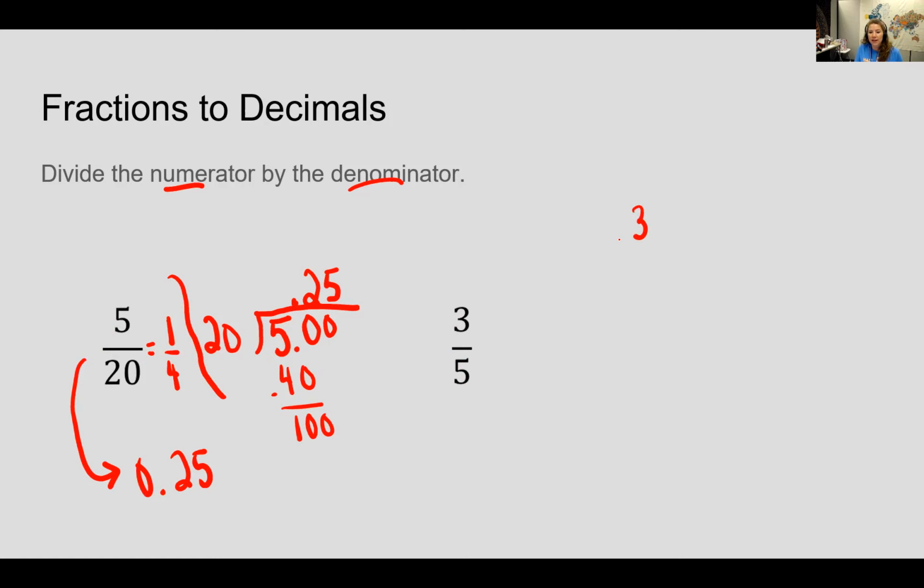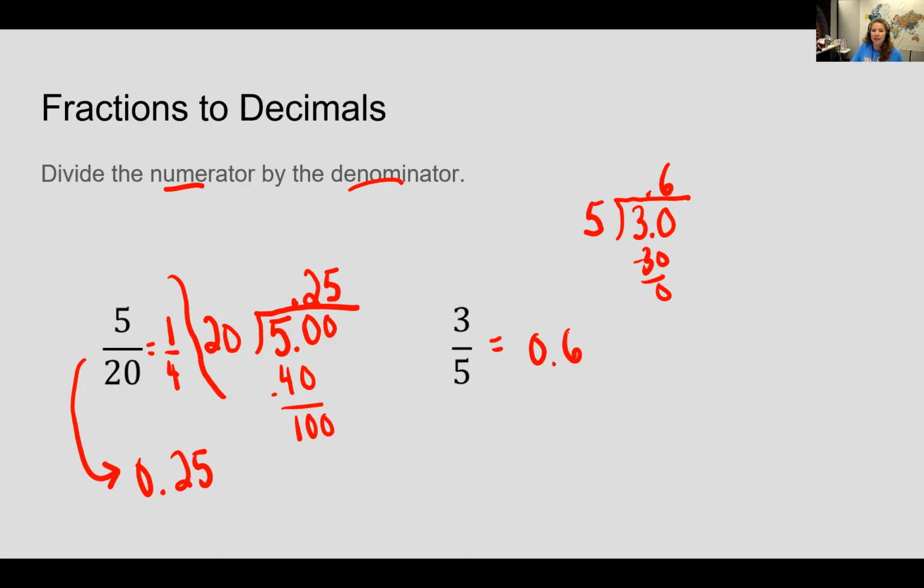So top dog in the house. We put 3 in the box, 5 outside the box. 5 won't go into 3, so I'm going to add a decimal and a 0. Bring that decimal straight up. So 5 will go into 30 6 times, evenly, no remainder. So 3/5 is equal to 0.6.